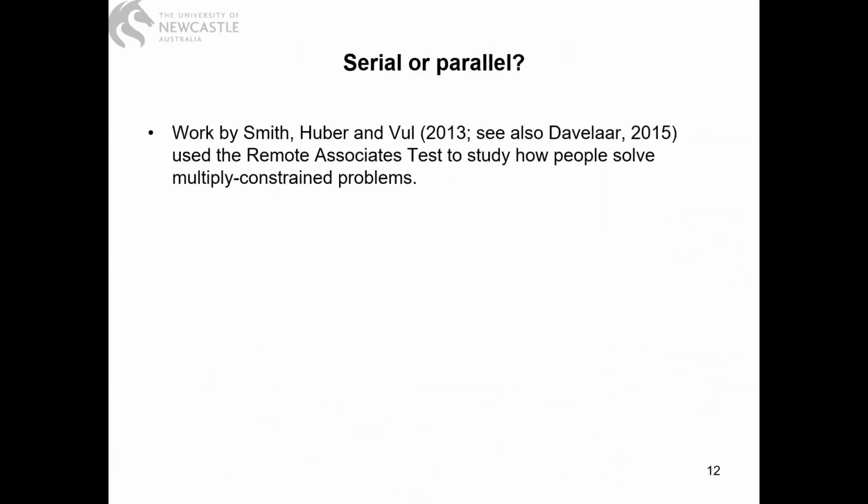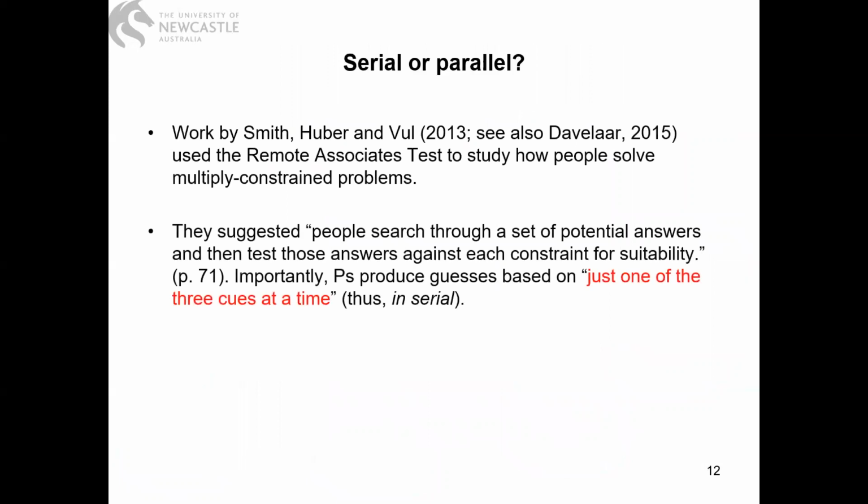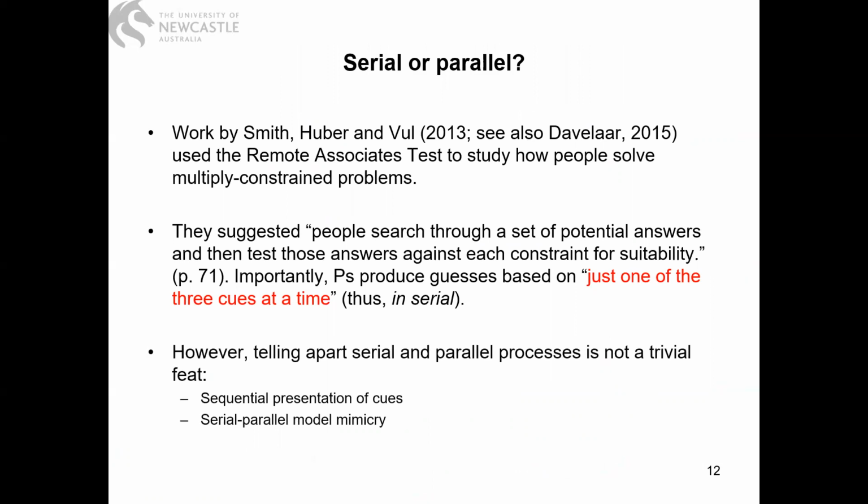Recent work by Smith and colleagues used the remote associates test to study how people solve multiply constrained problems. They suggested that participants produce guesses based on only one of three cues at a time. However, telling apart serial and parallel processes is not a trivial feat at all. First of all, because of the sequential presentation of cues. That is, if cues are presented one after the other, we can't quite tell whether the actual processing would have been any different in serial.